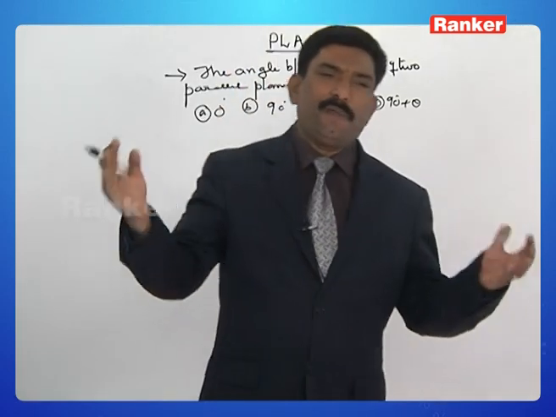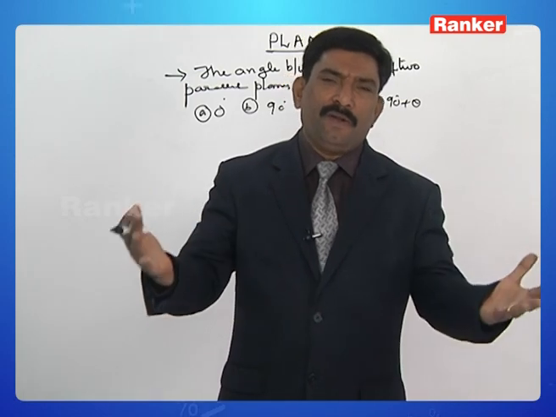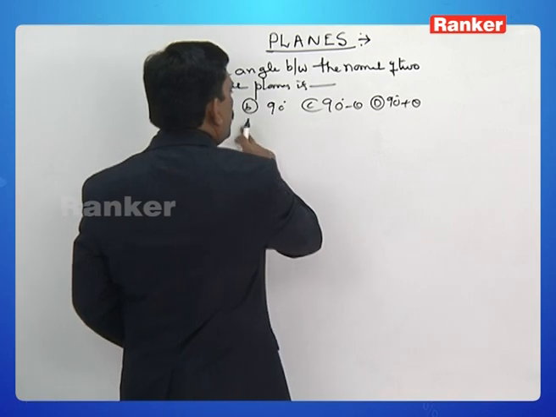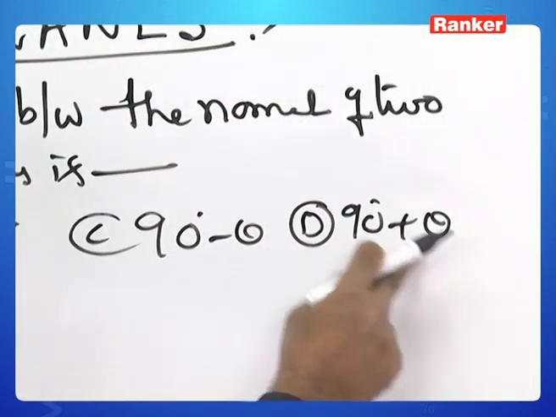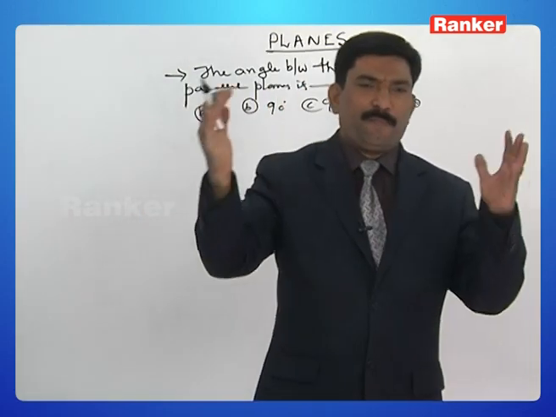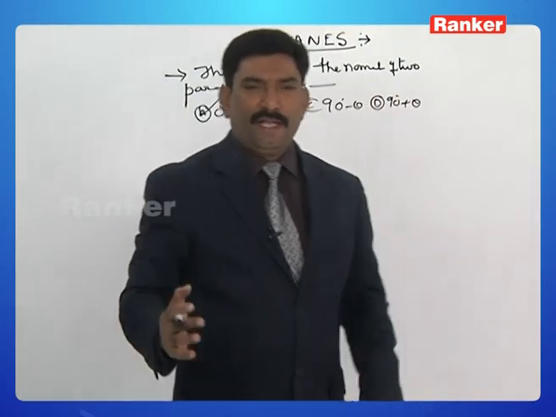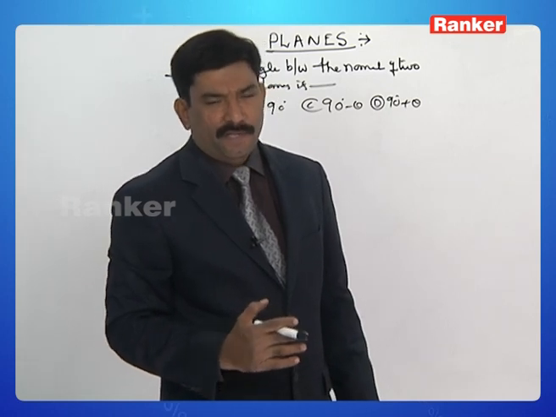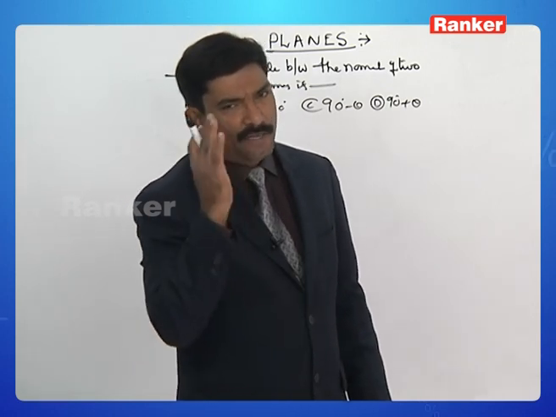When two lines are parallel, the angle between them is what? 0 degrees. Therefore, which one do you have to go for: 0 degrees, 90 degrees, 90 minus theta, 90 plus theta? It is quite obvious. Since the two normals are parallel, the angle between them is 0 degrees, since the angle between the two planes is the same as the angle between their normals.